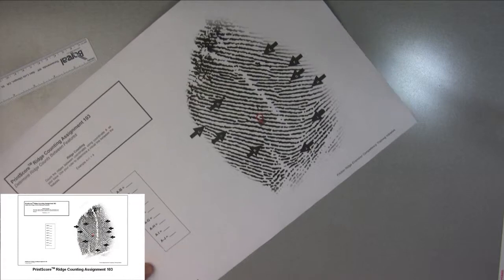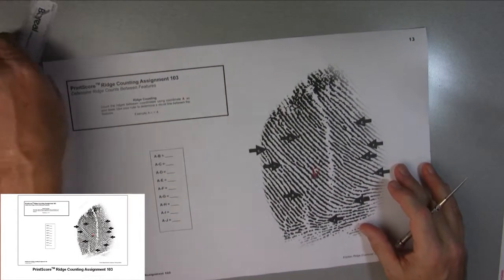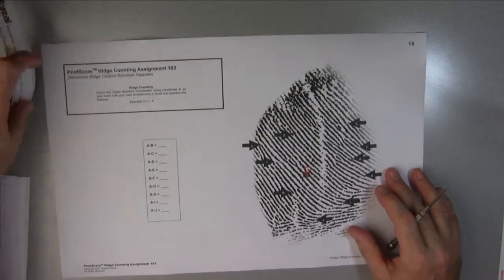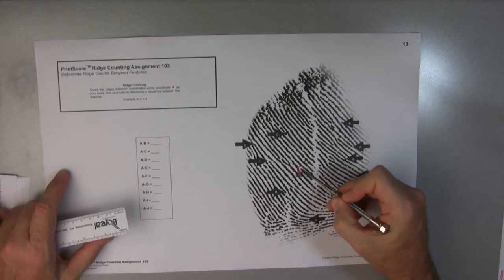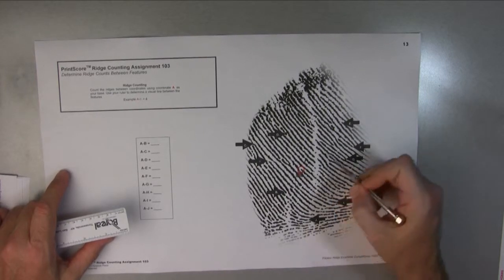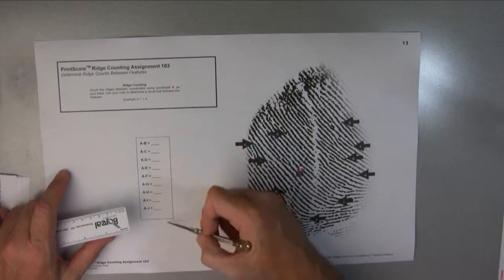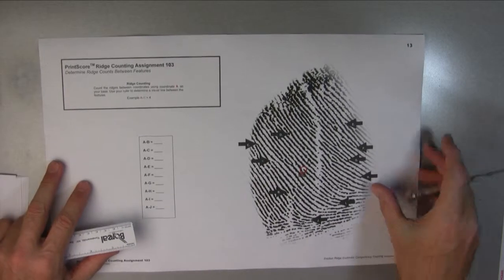13 is basically the same type of operation. You'll use point A and count to the different coordinates indicated with the arrows, and again indicate in the legend.